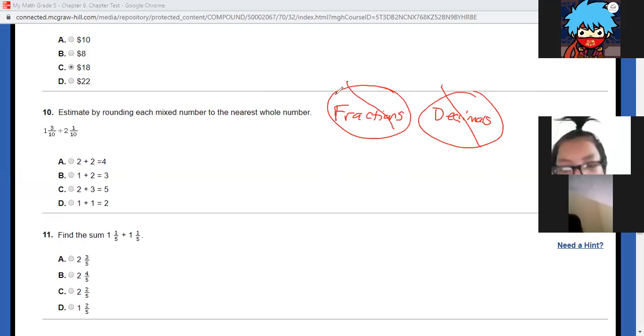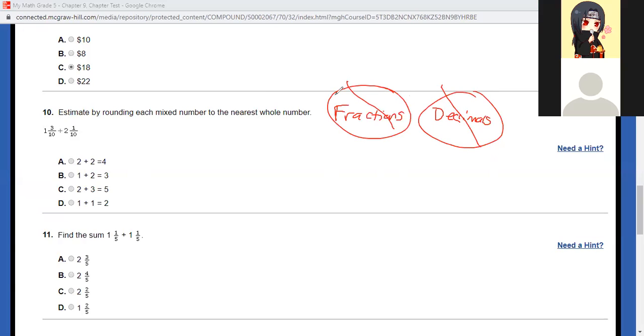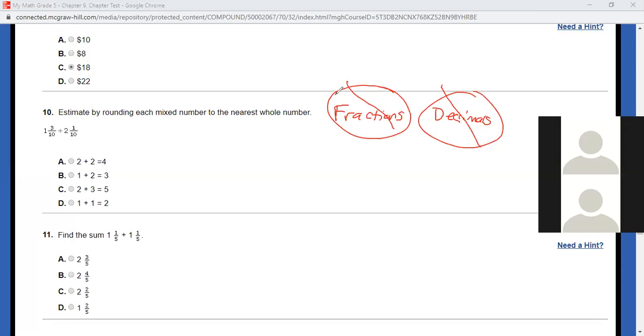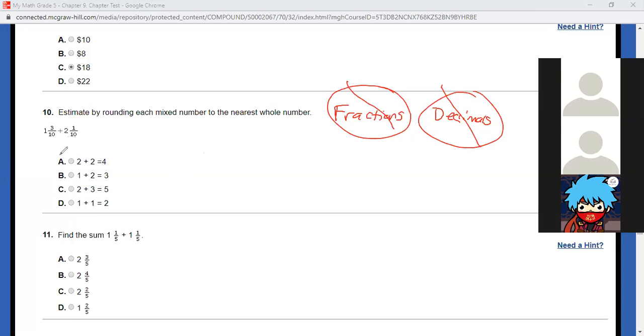By rounding. Who thinks they know? Someone I haven't called on. Niraj. Since there's like, I think the estimate, the answer would be 3. Oh, you think that, okay, so you're going straight for the answer. Okay, so the one that has the answer 3 is B. So guys, let's test Niraj's theory.